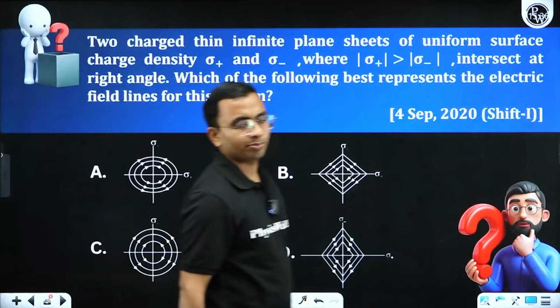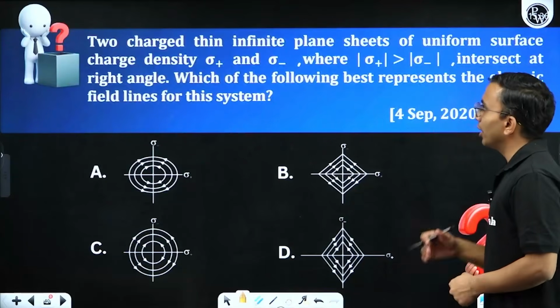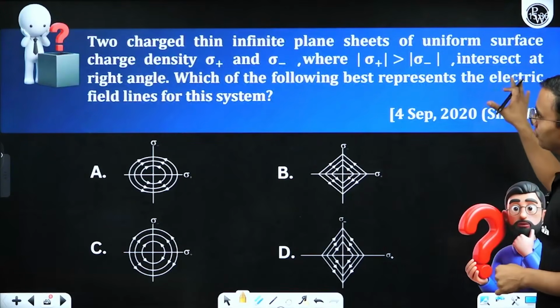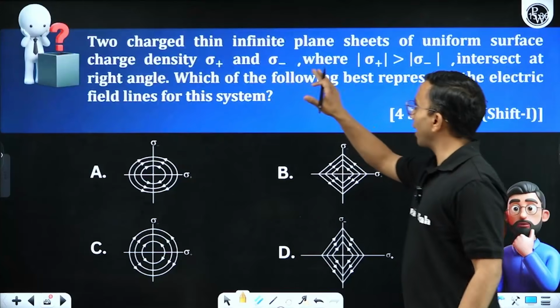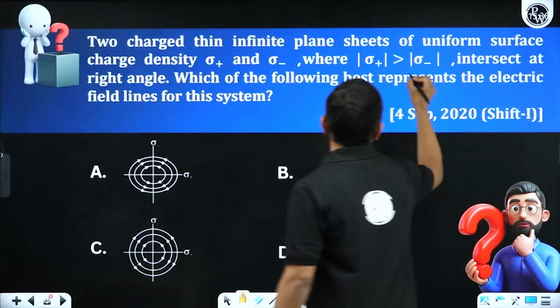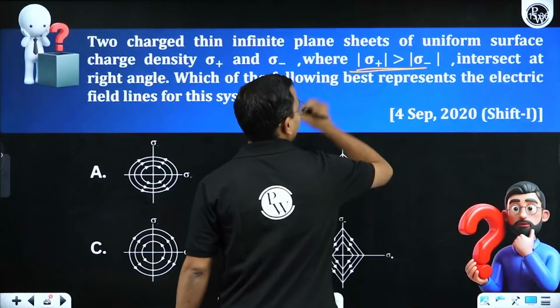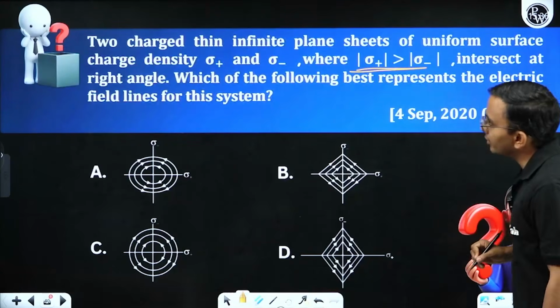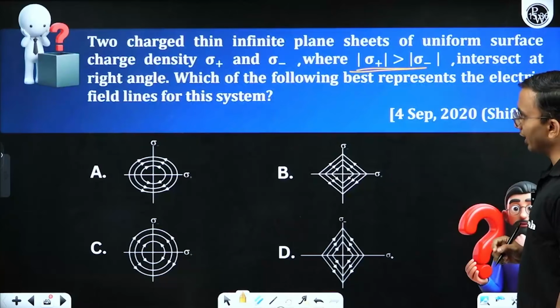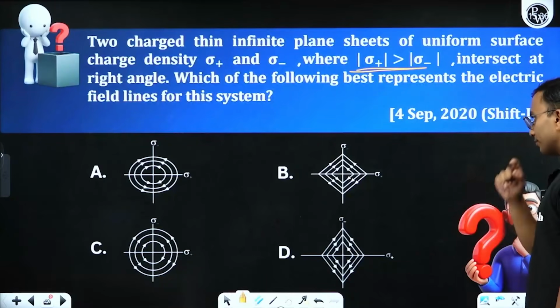Okay, here we have a question. What it is asking: two charged thin infinite plane sheets of uniform surface charge density plus sigma and minus sigma, where plus sigma is greater. This is important to us. They intersect at right angle. Which of the following best represent the field lines for this system?